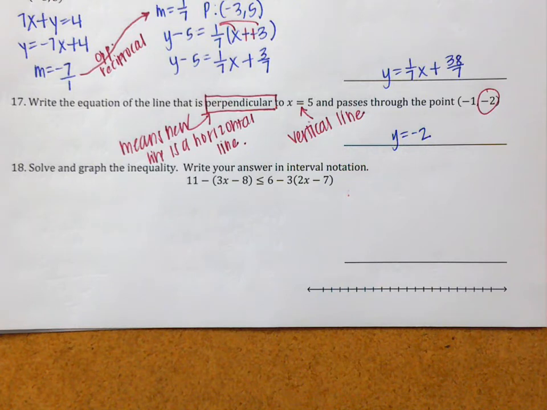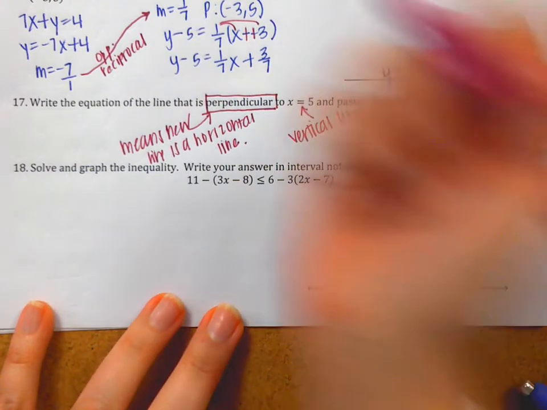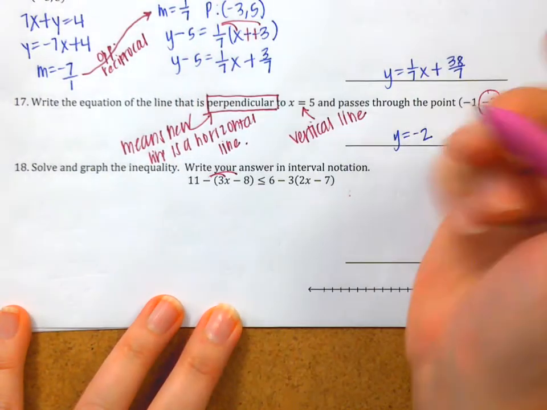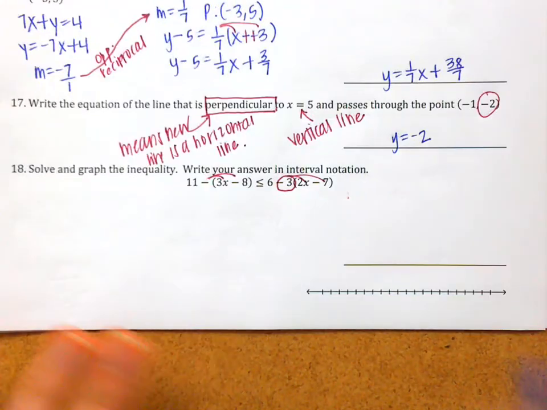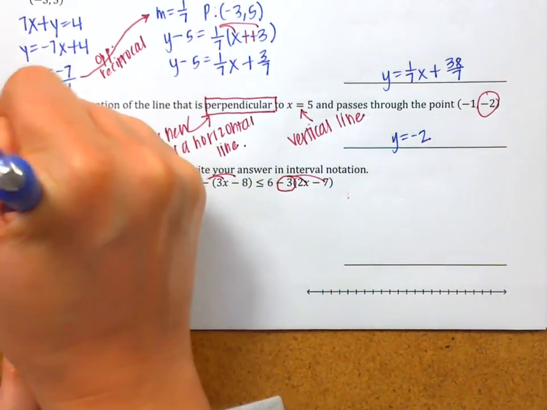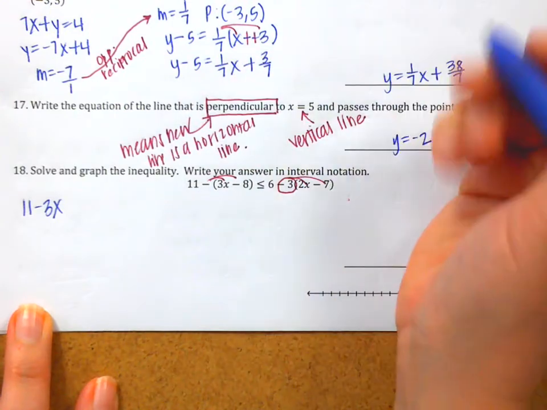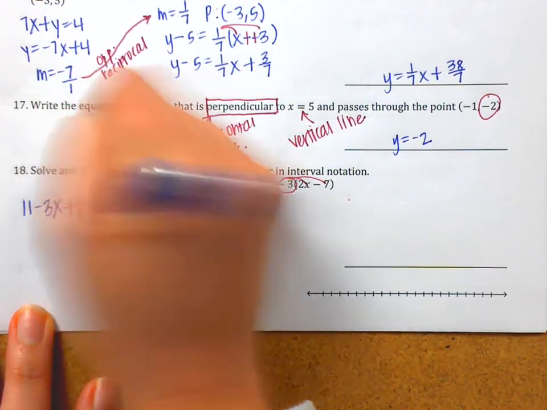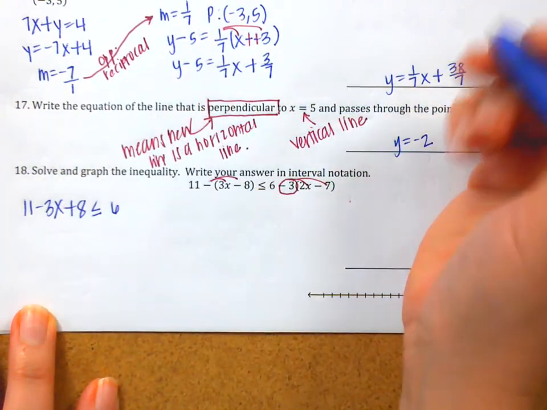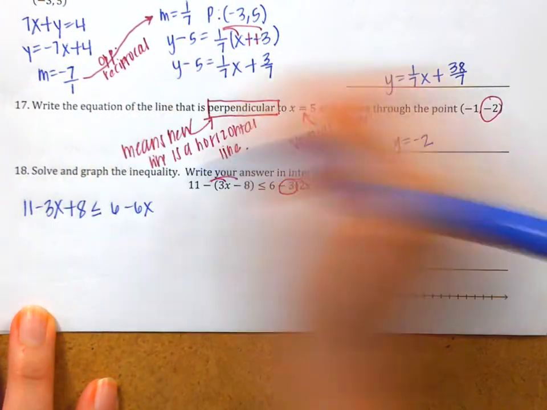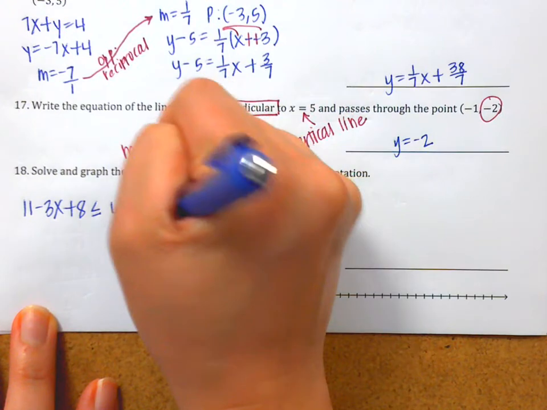inequalities. That's what those are called. Okay, so first thing I want to do is just distribute on both sides. So I'm going to distribute this negative here and here. I'm going to distribute this -3 there and there. So that's going to get me 11 minus 3x plus 8 is less than or equal to 6 minus 6x plus 21.